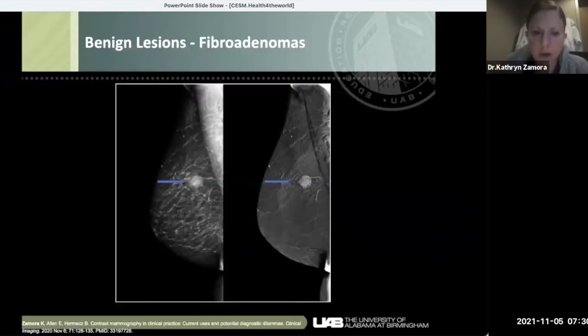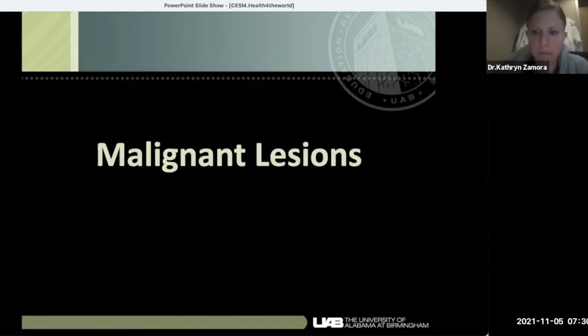Here is an example of a fibroadenoma. This was a long-standing fibroadenoma in a patient that underwent contrast enhanced mammography, and they also can enhance similar to MRI. We'll talk about some malignant lesions now.